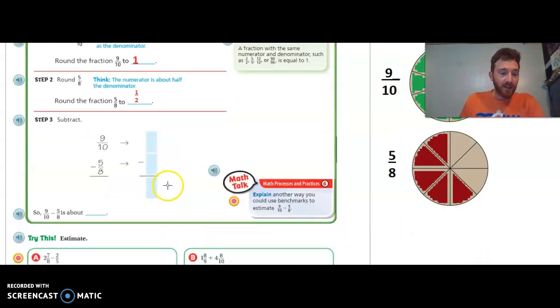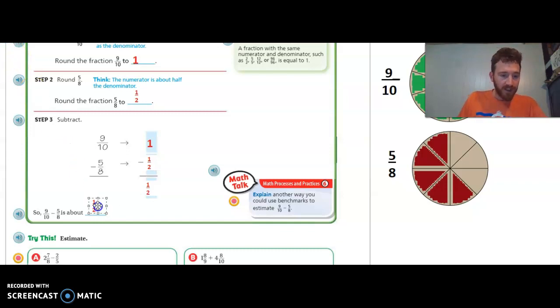So now, again, let's take to our subtracting step. And we've got that we just stated 9/10 is close to 1, so we're going to call that 1. And then we're going to subtract 5/8, which we said we're going to round in this case to half. We have 1 minus 1/2. Now, if I have one whole minus a half, think about like $1 minus 50 cents would leave you with 50 cents. So this is equal to 1/2 as well here. So we're going to say 9/10 minus 5/8 is about 1/2.